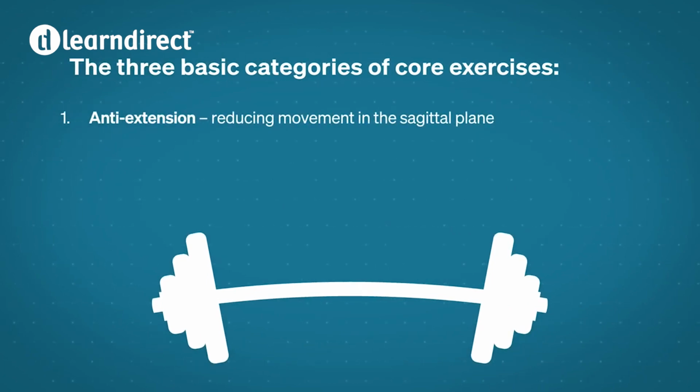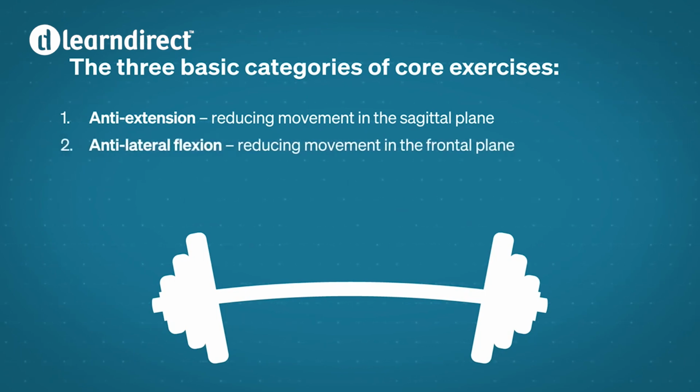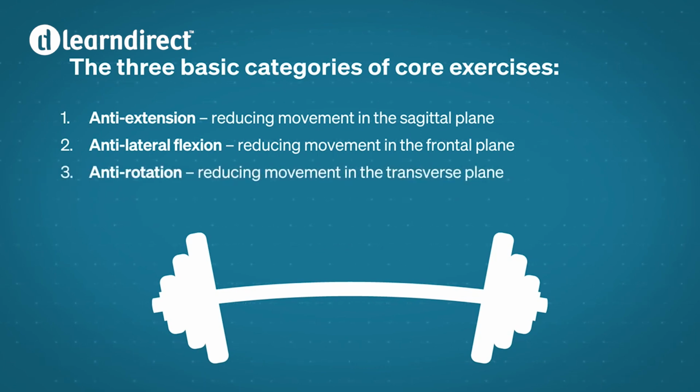The three basic categories of core exercises are anti-extension, which is reducing movement in the sagittal plane, anti-lateral flexion, which is reducing movement in the frontal plane, and anti-rotation, which is reducing movement in the transverse plane. Now, let's look at some of the exercises in each category.